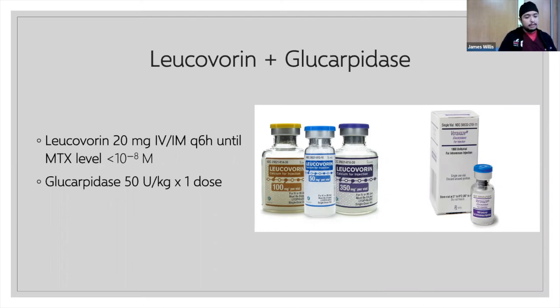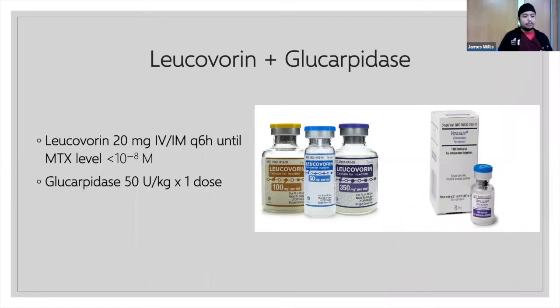The other drug to keep in mind with methotrexate toxicity is called glucarpidase. And glucarpidase is essentially an enzyme that will help break and cleave the methotrexate folate complexes that form when methotrexate is administered.